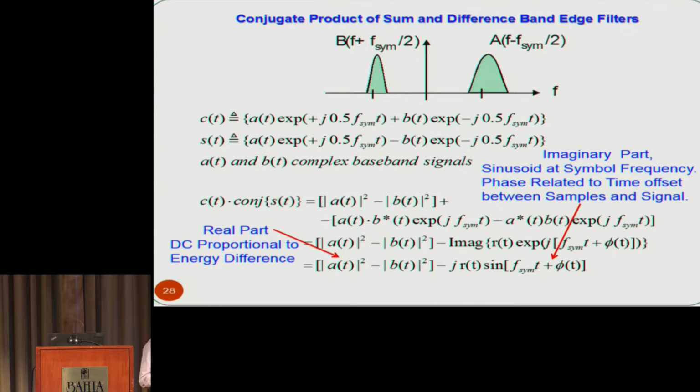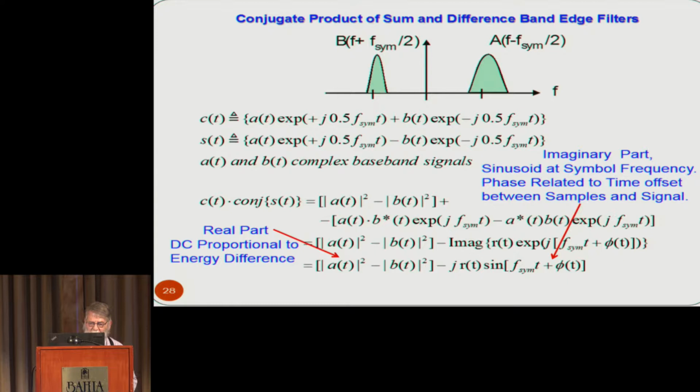So when you do this conjugate product of the sum of these two filters and the difference of these two filters, the real part contains the energy difference telling you what the center of gravity offset is. And the imaginary part, most amazing thing, happens to be a clock line exactly at symbol rate and has the phase, which is the phase between the clock and the underlying modulation. Remarkable that no one noticed that before.